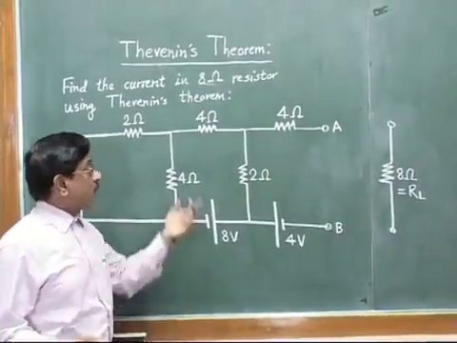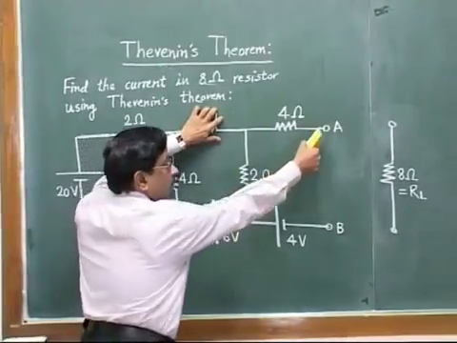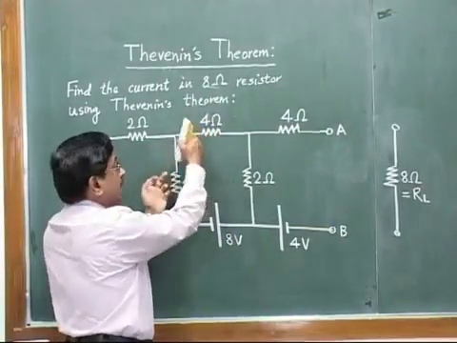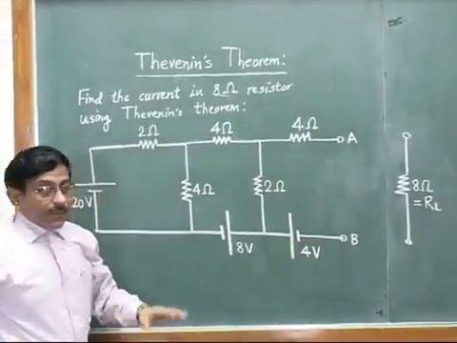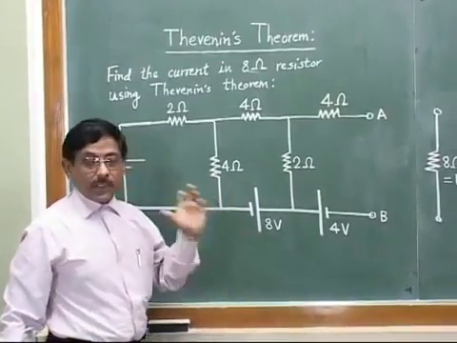If your problem would have been to find current in this 4 ohm resistor, what would we have done? This 8 ohm would have been at the same place. However, we would have removed the 4 ohm and we would have marked the open terminals as A and B. So this is the main idea, that it is a problem specific type of theorem.